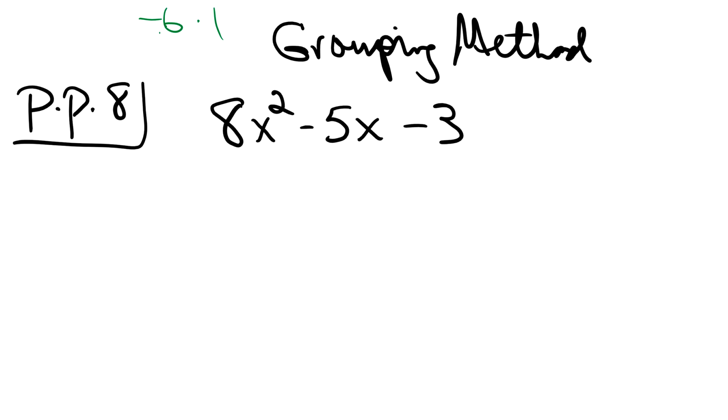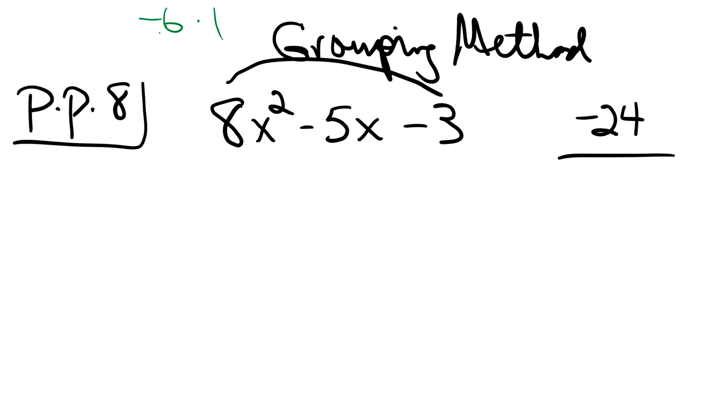I've got the problem. It's 8x squared minus 5x minus 3. Notice I cannot take out anything. I can't factor anything out to begin the problem. So I'm stuck with this 8. So when I'm stuck with a number other than 1, I've got to do the grouping method. And we go about that by first multiplying a times c. 8 times negative 3 is negative 24.